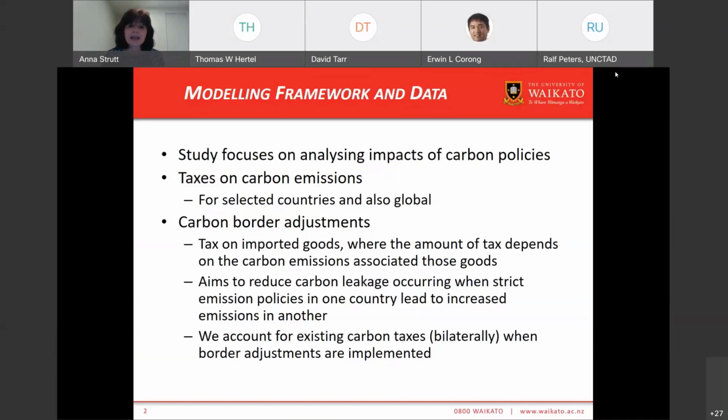I guess the aim is to reduce the carbon leakage that occurs when you've got strict emission policies in one country, which may lead to increased emissions in another. So we account for the carbon taxes bilaterally, and I think there's a lot of really excellent work that's gone into the embodied emissions trade database. Particularly Maxine has been working on this, which allows us to implement these border adjustments bilaterally to take into account if countries already have a carbon tax in place. We can make that adjustment and reduce the border adjustment by the amount of the tax that's already in place.